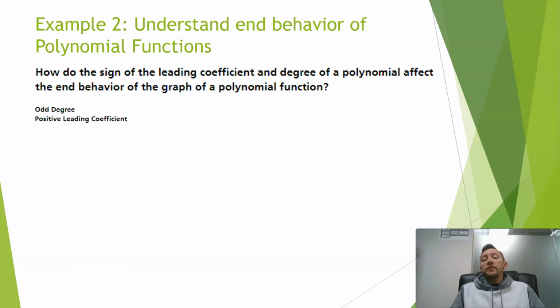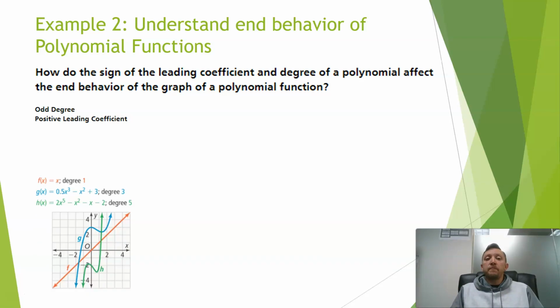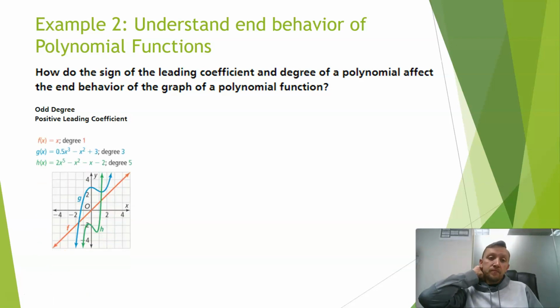So let's start with odd degrees. Odd degrees would be degrees like 1, 3, 5, 7, 9, and so on, with a positive leading coefficient. So here are a few examples. Here we have f of x equals x. That's just a linear equation, so the degree of that is 1. Notice the a value for that is positive. And you can look at that red graph is increasing from left to right. So the right side of the graph is going up, the left side of the graph is going down.